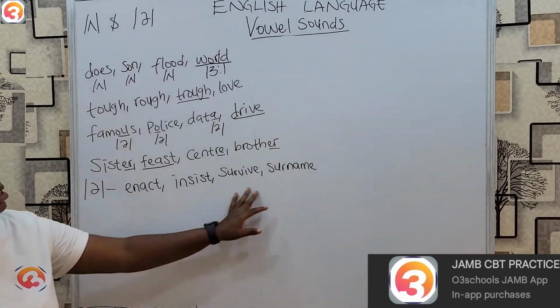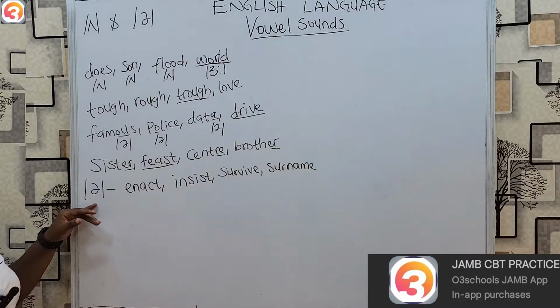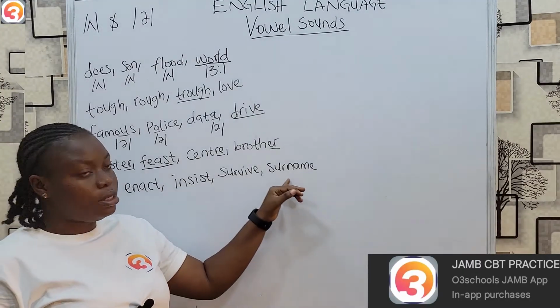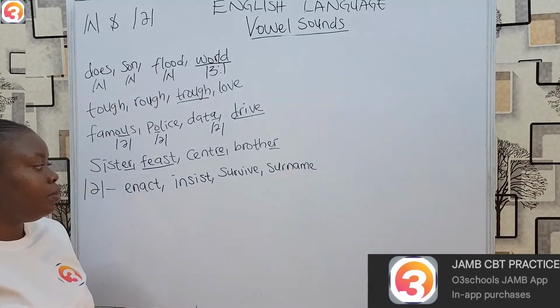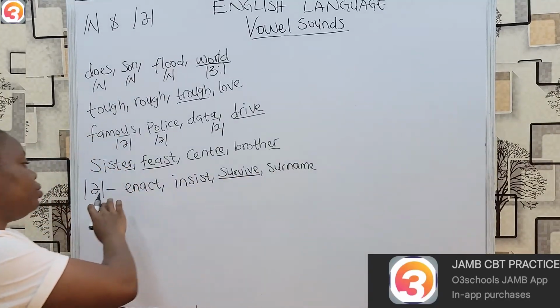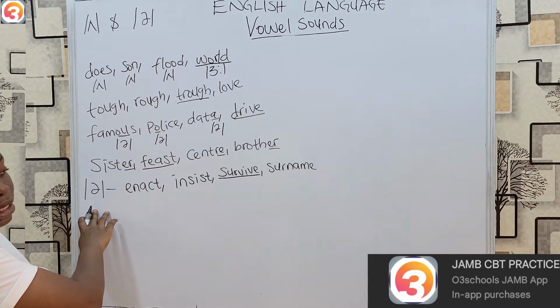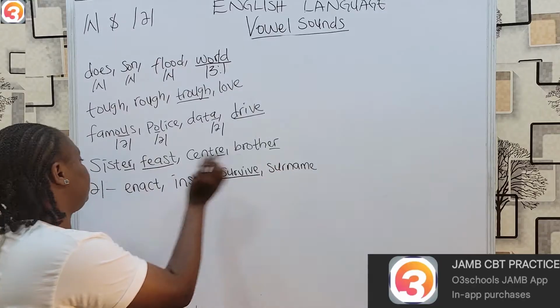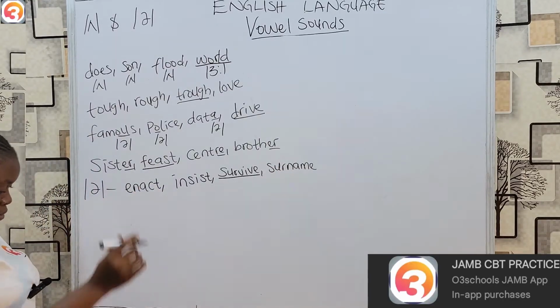We're looking for it in these options given to us: enact, insist, survive, surname. Our answer becomes survive. The UR here doesn't contain this short or weak sound, rather it contains the long er sound. So it doesn't contain this one.